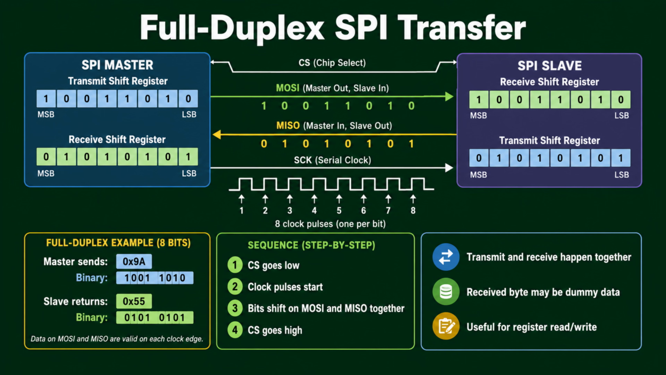For example, the master may send hexadecimal 9A while the slave simultaneously returns hexadecimal 55. Even when the master only wants to read data, it must still transmit something to generate the clock pulses. This transmitted value is often called a dummy byte.